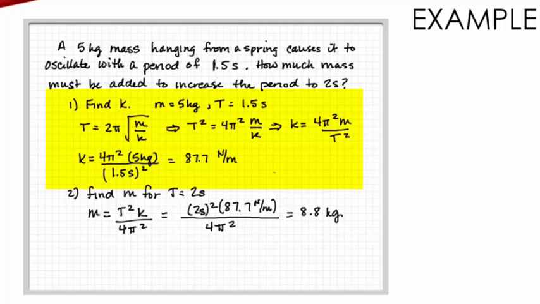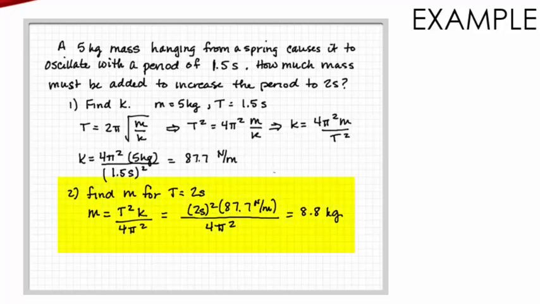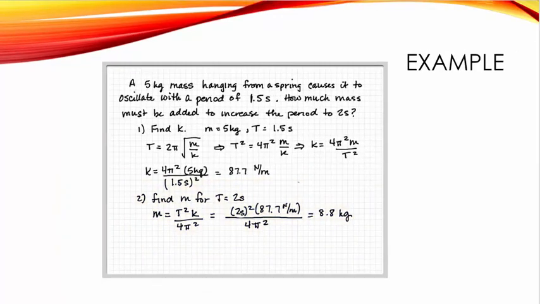I went through and did a rearrange on it and plugged it into the equation, and I got that my force constant is 87.7 newtons per meter. Now that I know what the spring force constant is, I can find how much mass it takes to change the period to 2 seconds. And it's that same equation rearranged for mass, because we're still talking about simple harmonic motion of a spring. You plug all those numbers in and you get 8.8 kilograms.